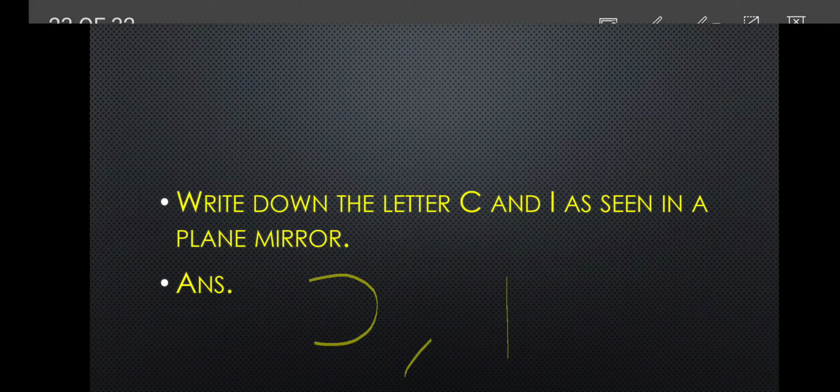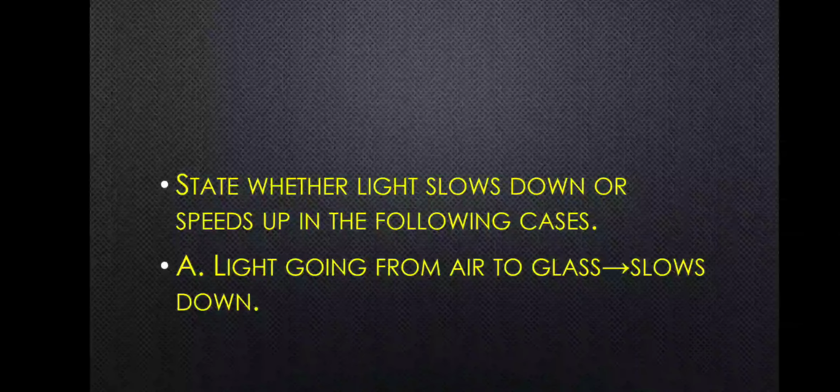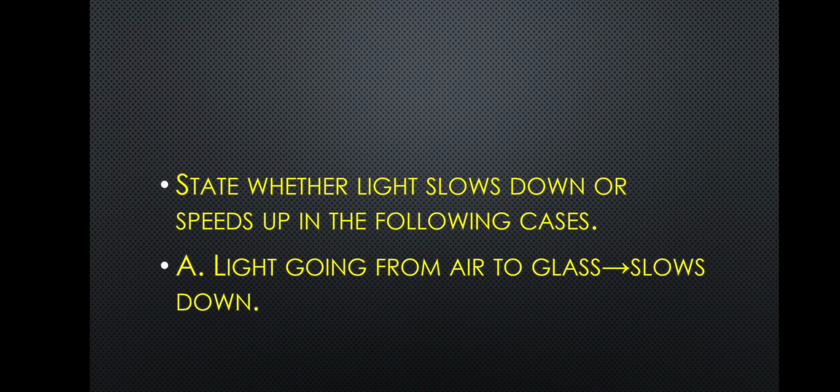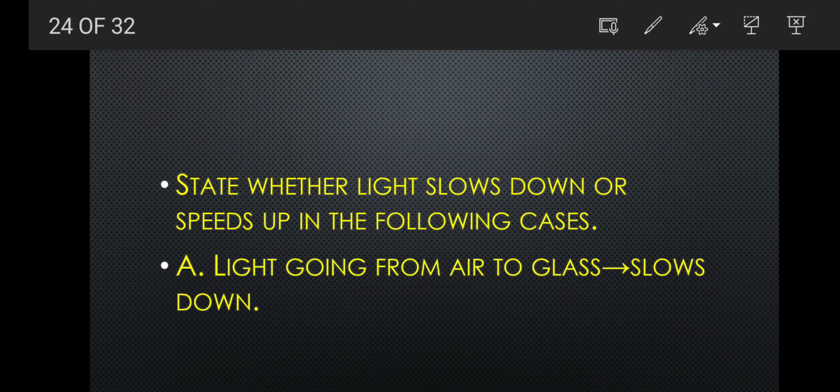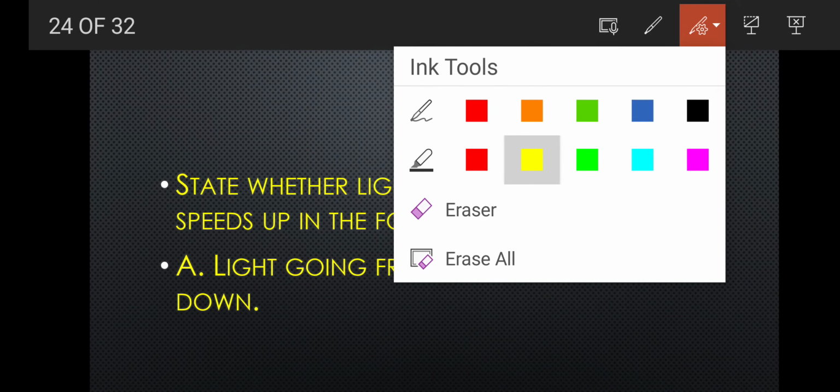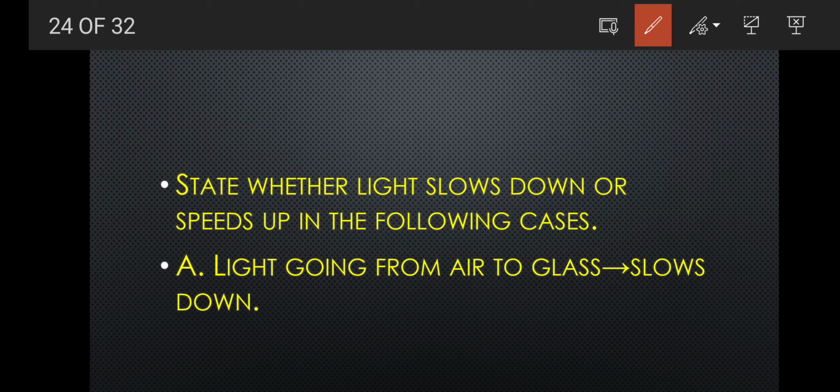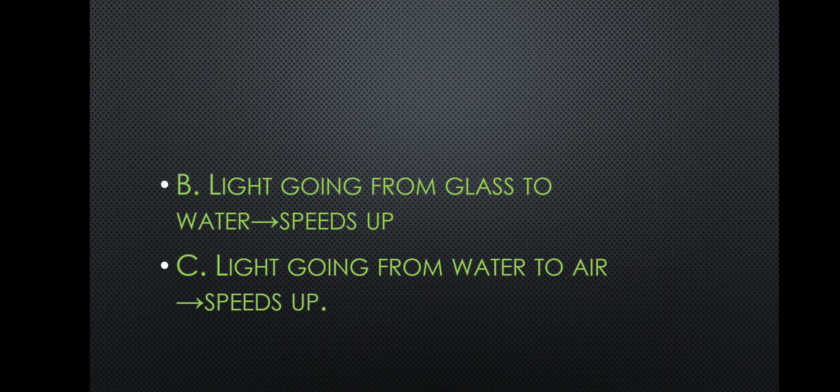Okay. Now next. State whether light slows down or speeds up in the following cases. So the first one is light going from air to glass. So air to glass, तो speed of the light क्या हो जाएगी? कम हो जाएगी कि ज़्यादा हो जाएगी? Yes, it slows down. Okay, चलो next.